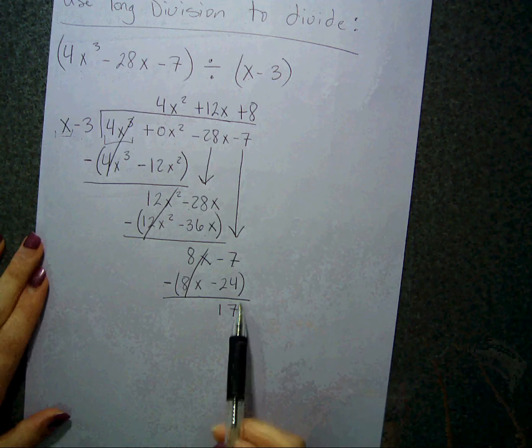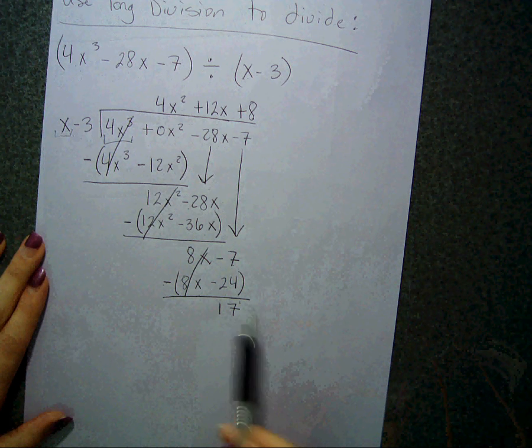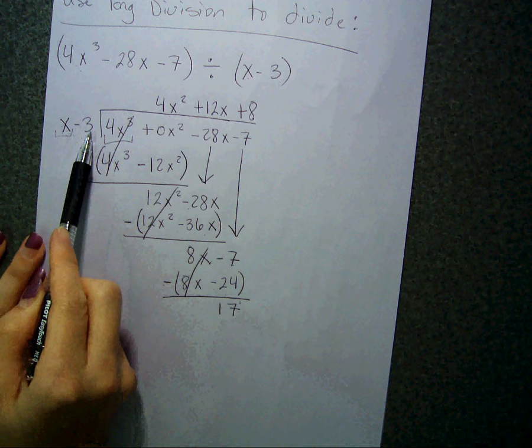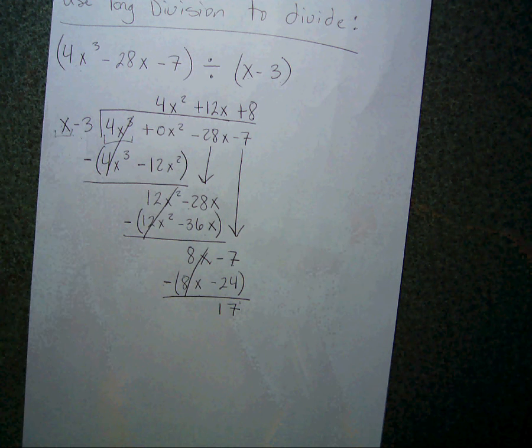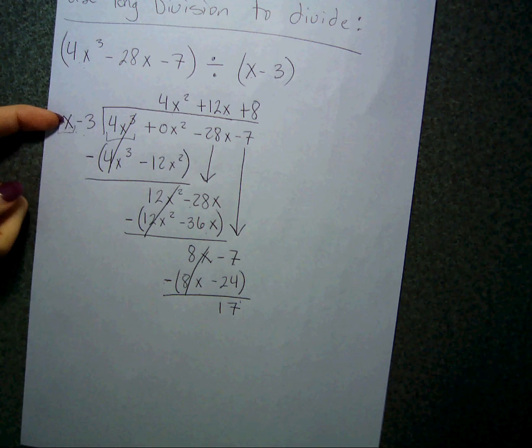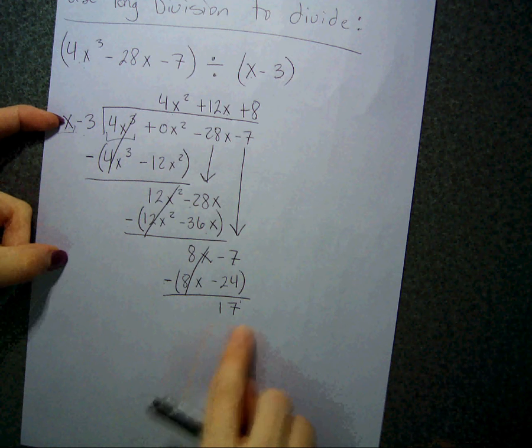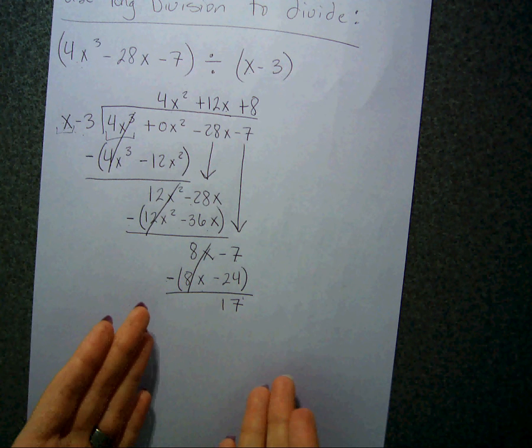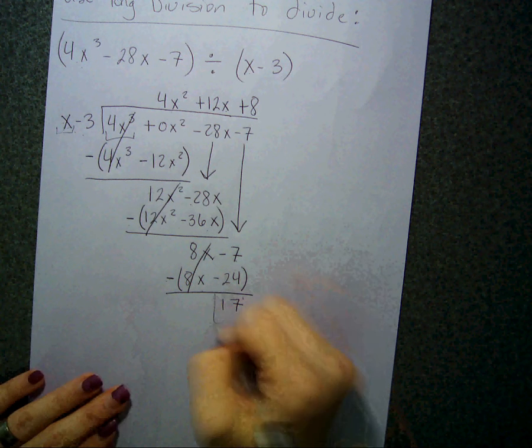Now, 17 is just a plain number. I was dividing by x, right? So this is one step down, right? If I had x squared here, then the last thing I should have would be maybe a plain x, right? One step down. That's how I know when I have my remainder. Okay, so this is my remainder.